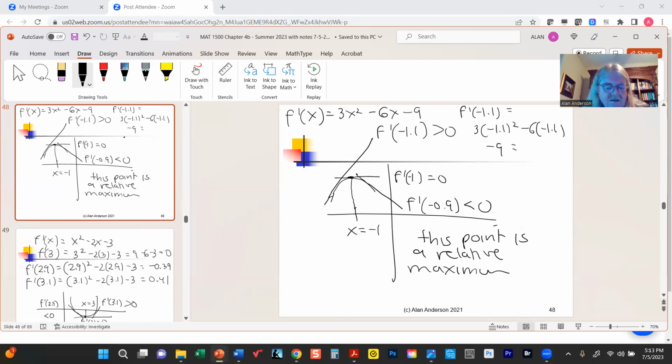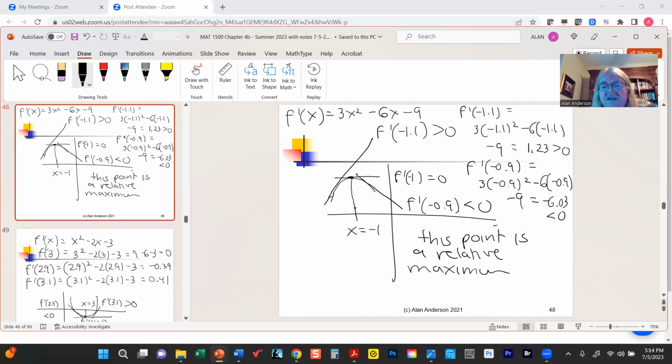So we don't need the exact value, we just need the sign. So -1.1 squared times 3, I have 1.23. So that's definitely positive. And then if we go slightly to the right, let's say, for example, -0.9. And that's -6.03, which is negative. So this is the pattern that we're seeing here in this graph.